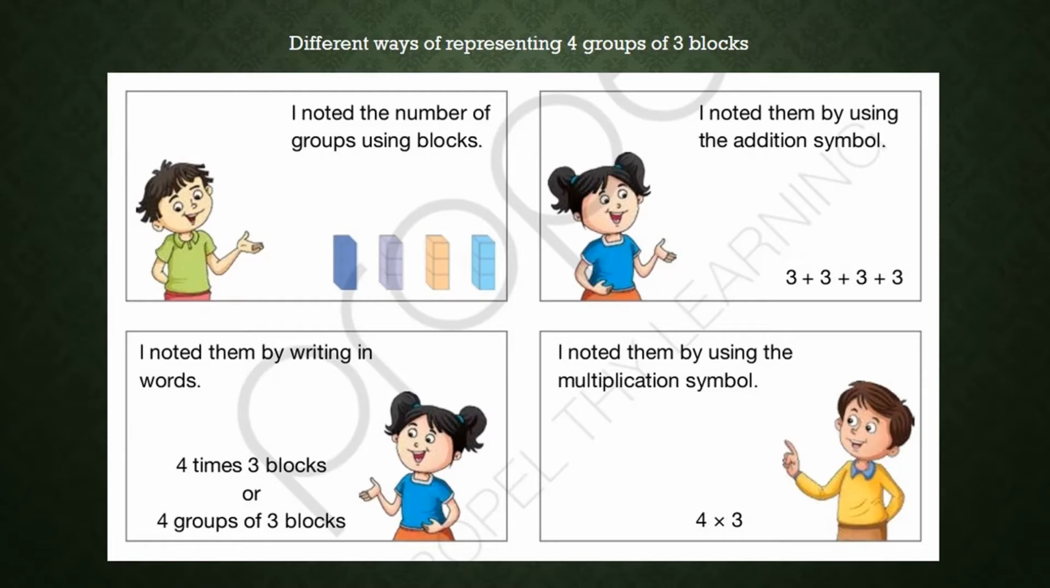Children, look at these 4 children. Each of them have represented the same number in different ways. Let's read what they have done. Look at this first boy. He noted the number of groups using blocks. This girl noted them by using the addition symbol. Look at this third one. She noted them by writing in words. And the fourth boy noted them by using the multiplication symbol. Here we use 4 ways to represent the number of groups.